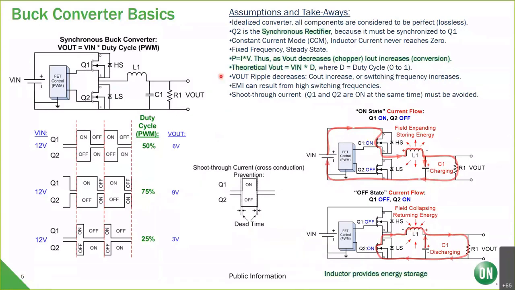Oh, also, your V out is going to have some ripple because you've got all this switching going on. That can be decreased with an increase in the C out, or an increase in the frequency of the switching, or both. However, EMI can result from high switching frequency, so that's something you want to be careful of. And also the shoot-through current, which I mentioned earlier.